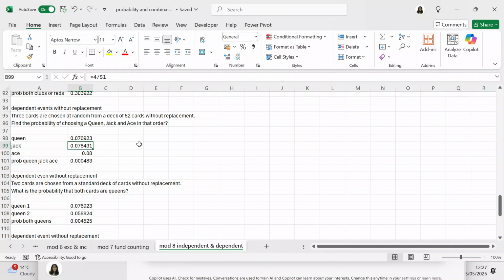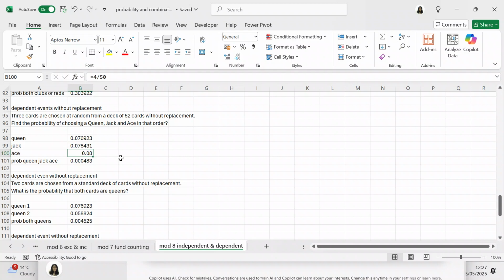Probability of choosing a jack is going to be 4 over 51 because the cards haven't been replaced, so 52 minus 1 is 51. And so that's going to be 7.8%. Probability of pulling an ace is going to be 4 over 50 because the previous card hadn't been replaced. So 51 minus 1 is going to be 50.